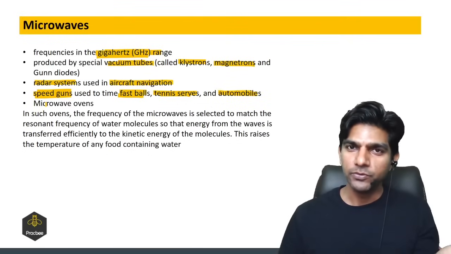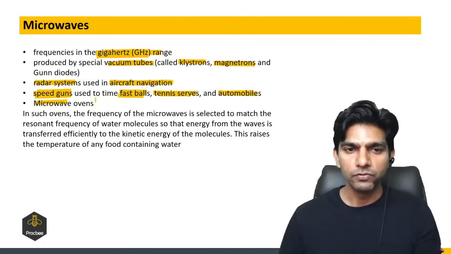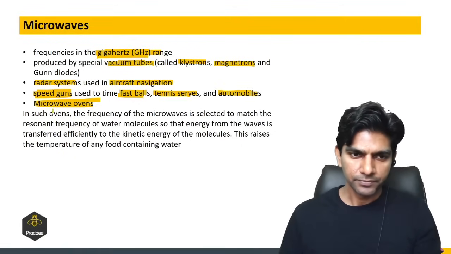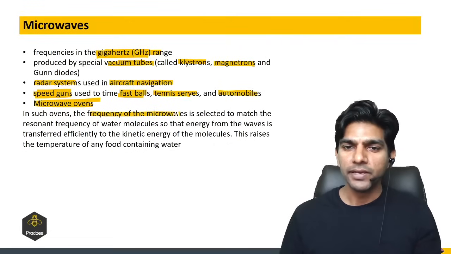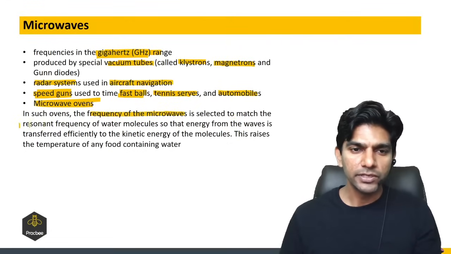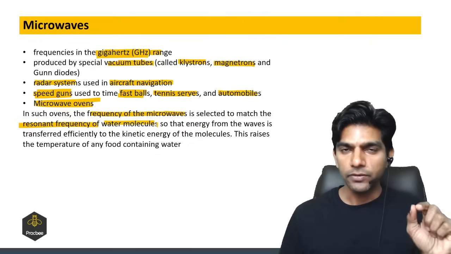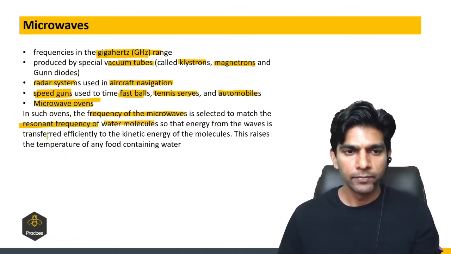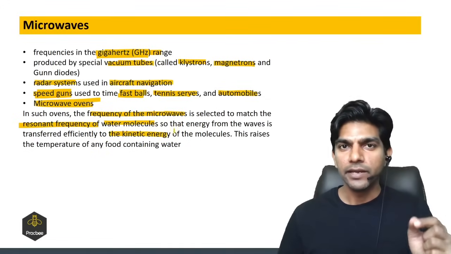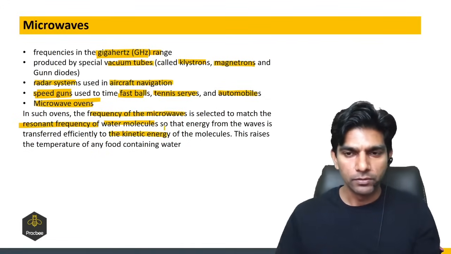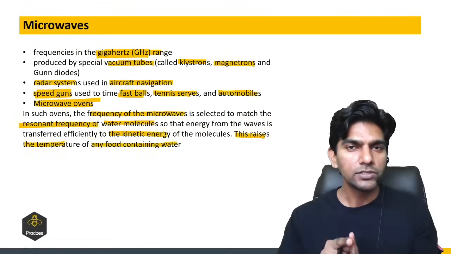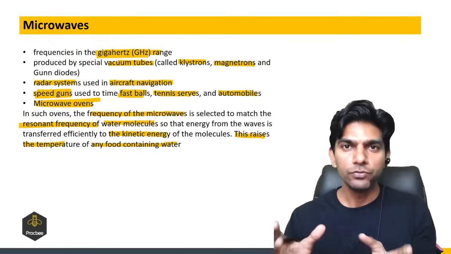And there is one more important use that we use on a daily basis, the microwave oven. In such an oven, the frequency of the microwave is selected to match the resonant frequency of the water molecules. If it matches, then the water molecules acquire a tremendous amount of kinetic energy, and due to this kinetic energy, it heats up the food placed in the microwave oven. This raises the temperature of any food containing water. So the prerequisite to use a microwave is that the food should contain some water.